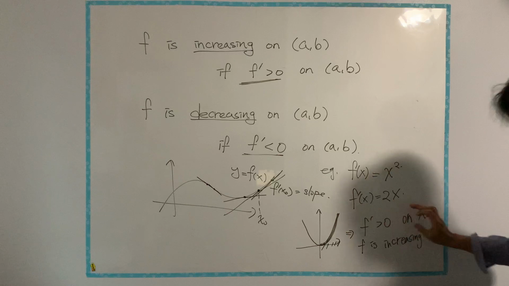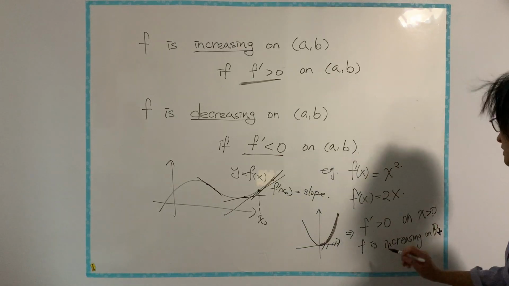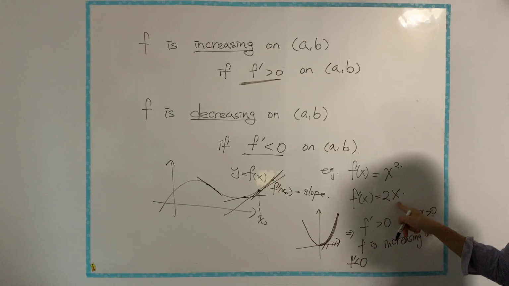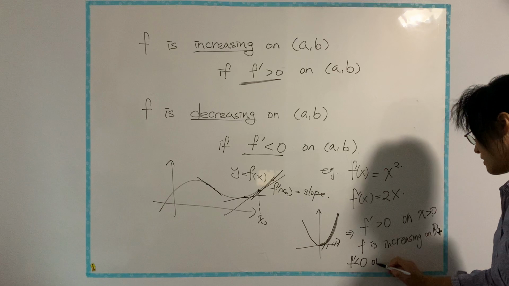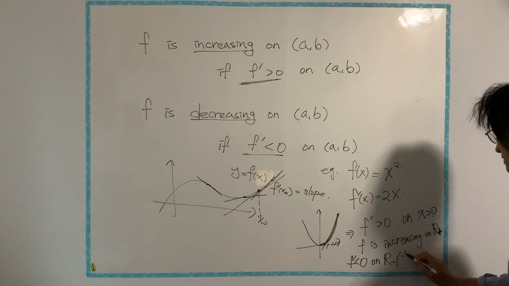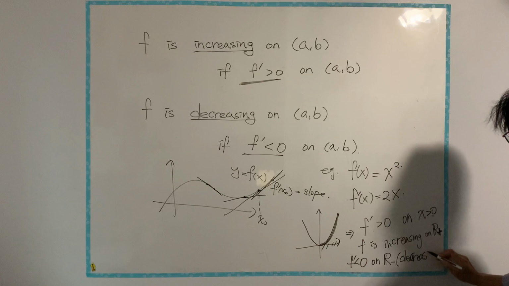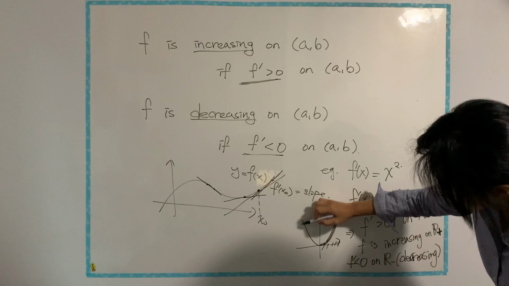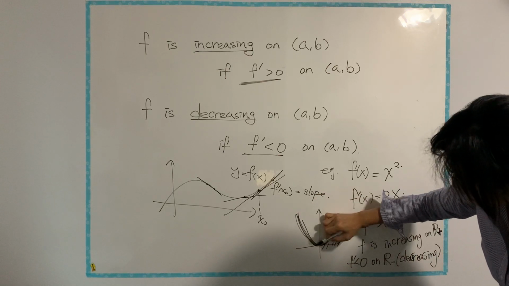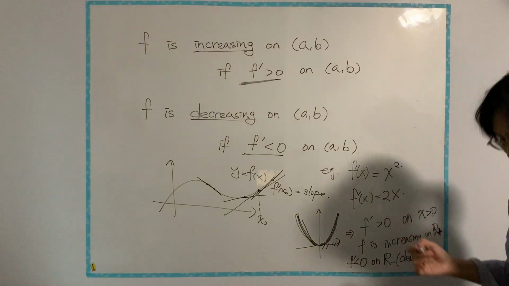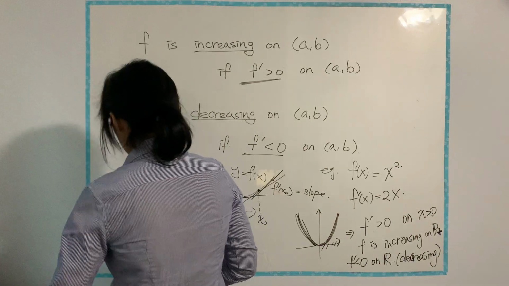Okay, similarly, f prime is negative. You can see 2 times any negative number is negative. So what does that mean? That means f is decreasing. This is a very ugly decreasing. Okay, negative. So this is where the function is decreasing. Okay, and you can use this to analyze much more complicated situations.